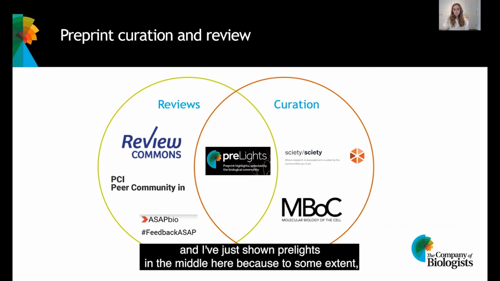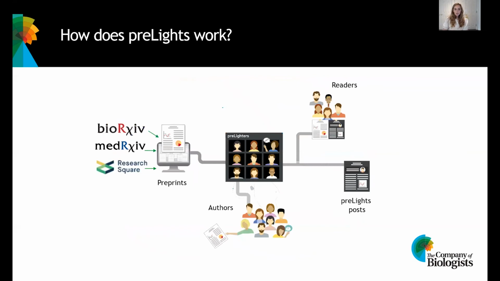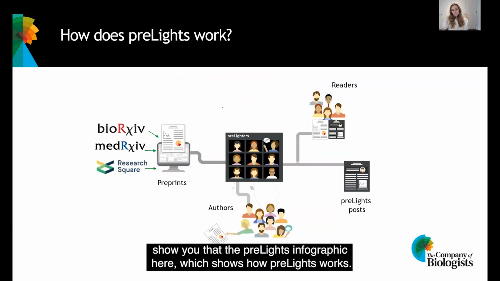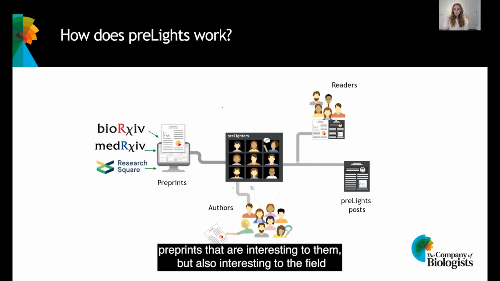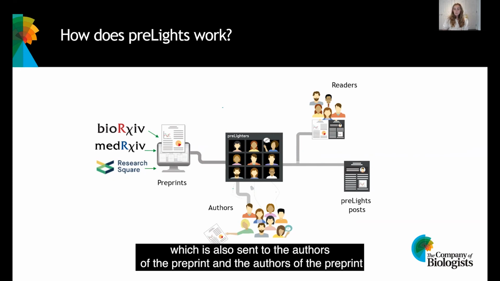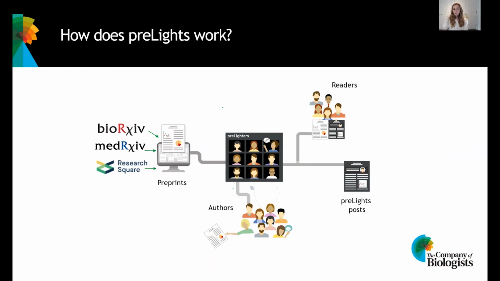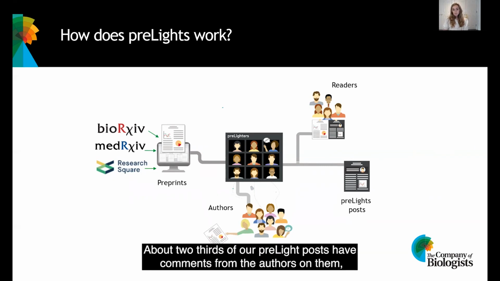I've just shown preLights in the middle here because to some extent, preLights bridges preprint review and preprint curation. I'll just quickly show you the preLights infographic here, which shows how preLights works. In the instance of preLights relating to biological sciences research, we have a team of early career researchers who are our prelighters, who select preprints that are interesting to them, but also interesting to the field they work in or to other researchers in that field. They write a digest of that work as a news and views type summary, which is also sent to the authors of the preprint. And the authors are free to comment on it, free to answer questions or provide additional insight. That's always a very positive experience between the prelighters and the authors. About two thirds of our preLights posts do have comments from the authors on them.